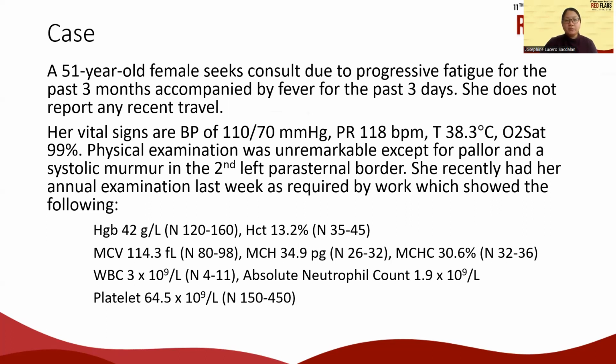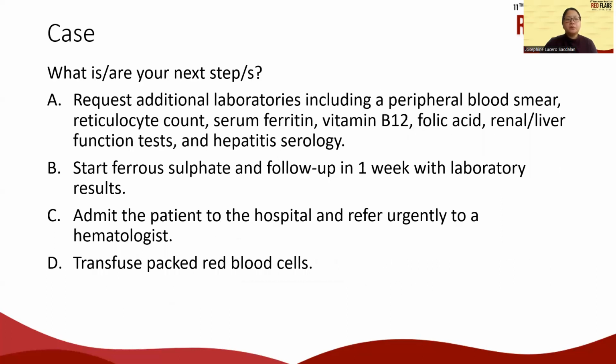She recently had her annual examination last week as required by work, which showed the following: hemoglobin of 42, hematocrit of 13.2, MCV of 114.3, MCH of 34.9, MCHC of 30.6%, WBC of 3, absolute neutrophil count of 1,900, and platelets of 64.5. What is or are your next steps?